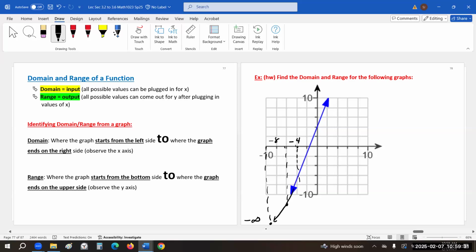The line is also going on forever upward. So what is the largest x value we'll find in a line? Positive infinity. The line is going on forever, so the largest x value we have is positive infinity. So the domain is negative infinity to positive infinity. It's the smallest x value to the largest x value you see in a graph. So this interval means we can plug in any number for our x in a line and we'll get a valid y value.